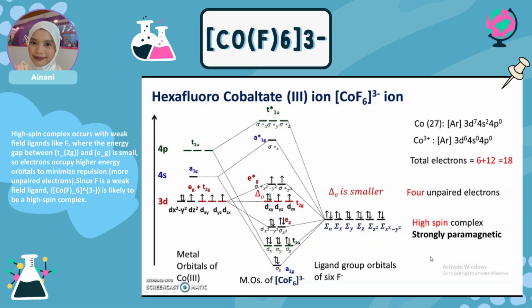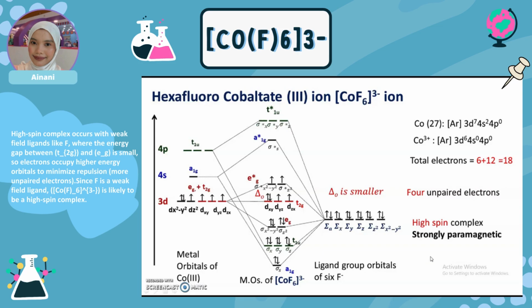The second step is we need to draw the molecular orbital diagram. For an octahedral complex like CoF6 3-, the molecular orbital diagram will have bonding and antibonding orbitals arising from the interaction between the metal d orbitals and the ligand group orbitals. Then, the third step is to fill in the electrons.